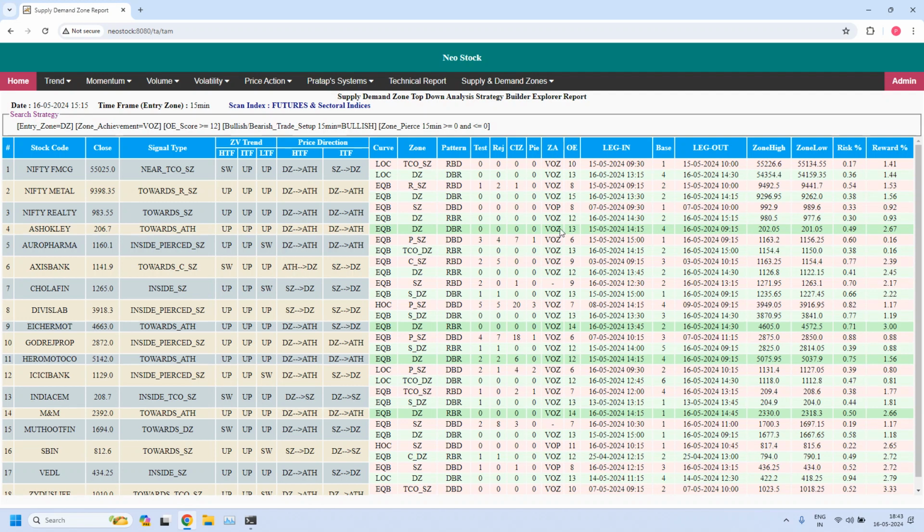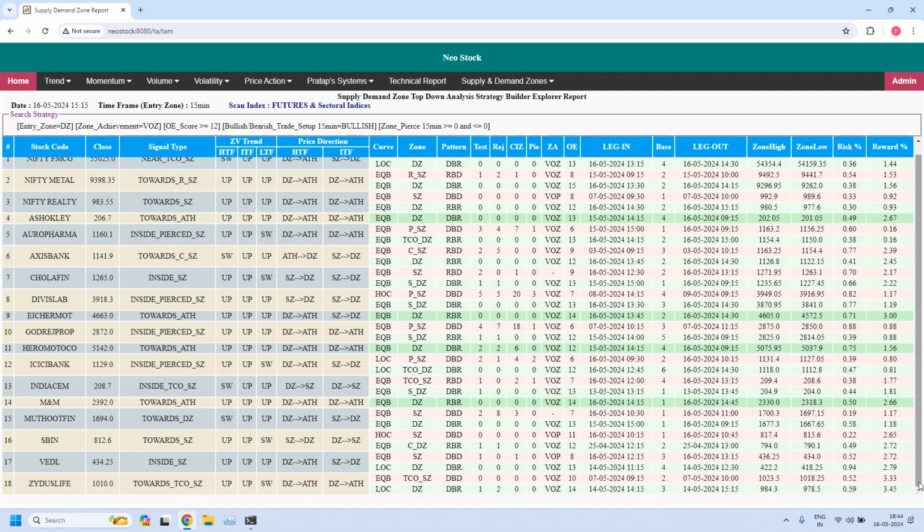Their short names, abbreviations, the values, each and everything I explained. I have also explained, by taking this leg in timestamp and base candle count, how we can draw the zone in TradingView; that is also explained in that video. So let me scroll down. These are the total 18 stocks currently supporting bullish trade setup for daily income trade.